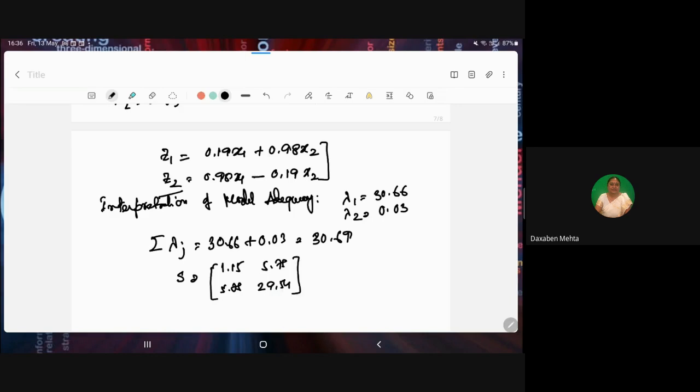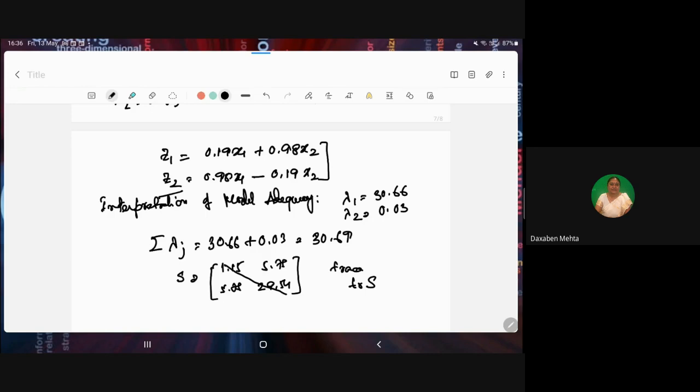So look at the trace of the S matrix. So what is the trace? Trace means the diagonal elements of any matrix. Mind it, trace, that is actually we write it this way, trace of S. Trace means the sum of the diagonal terms.